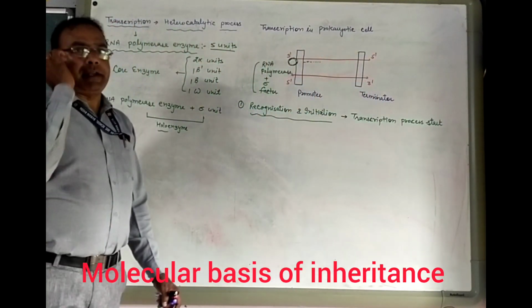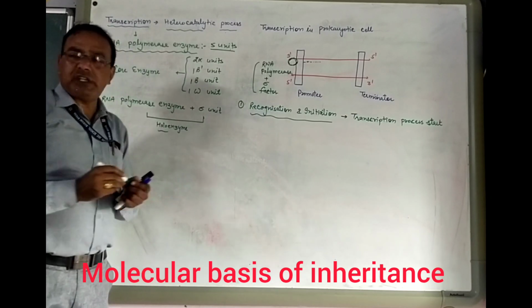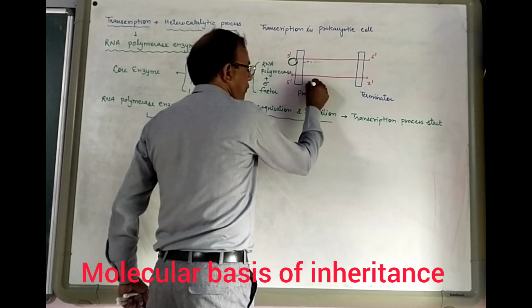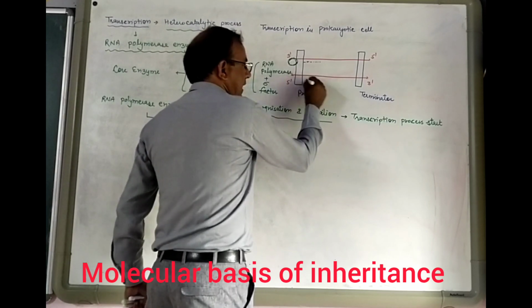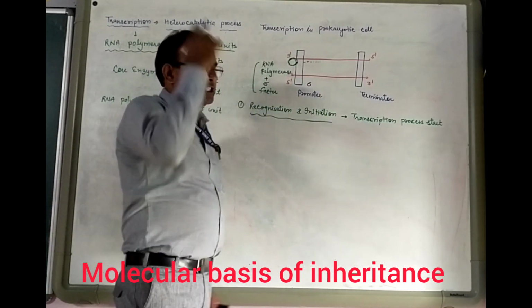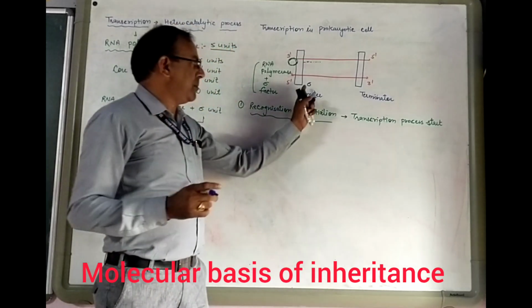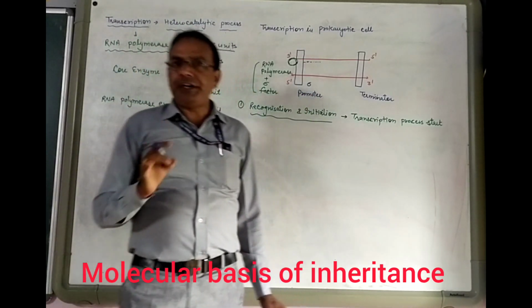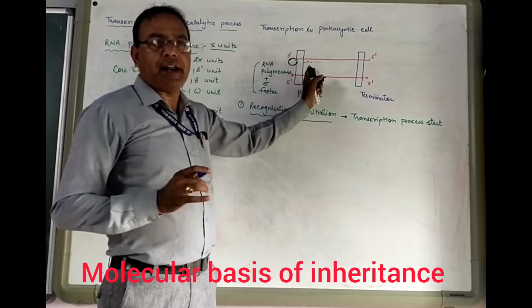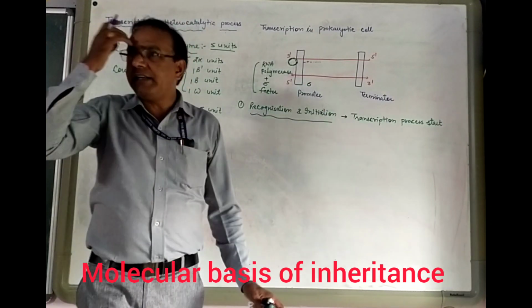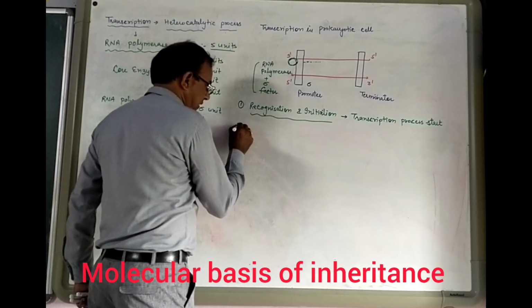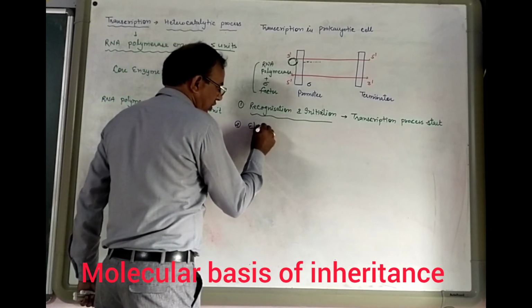In a sequence manner. As the process initiates, it means the transcription process starts, the sigma factor follows. Another unit attached with the RNA polymerase is called the rho factor. It means the second stage. That is called elongation.